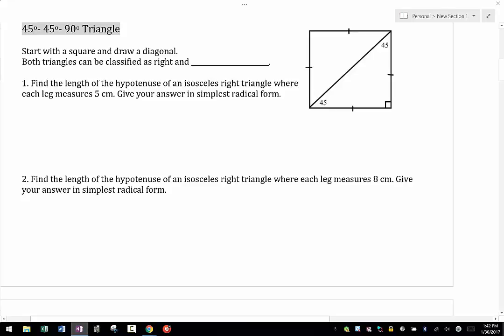All right, so let's talk triangles here. So we're going to talk about some special right triangles, and there's two of them we talk about. And the first one's called a 45, 45, 90. And 45, 45, 90 is in reference to the angles inside the triangle.